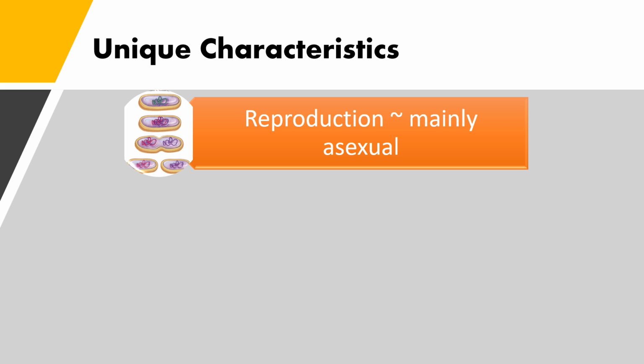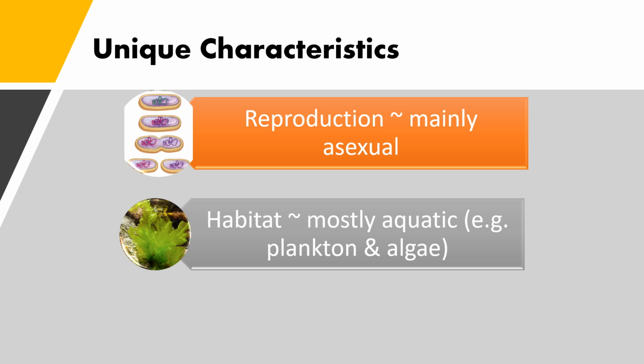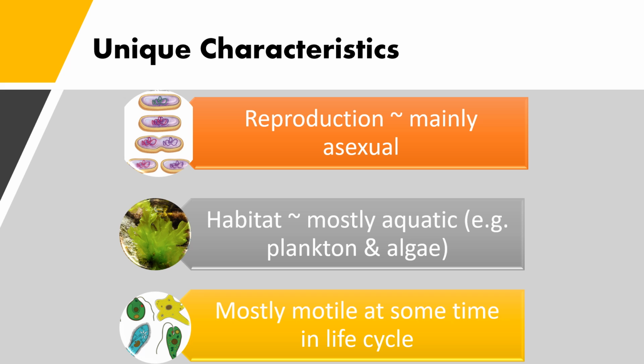And then reproduction of protists is mainly asexual. And after that, the habitat of protists is mostly aquatic. Aquatic means that they live in a watery environment. For example, plankton and algae. And then most protists are motile. Motile means it can move at some time in its life cycle.